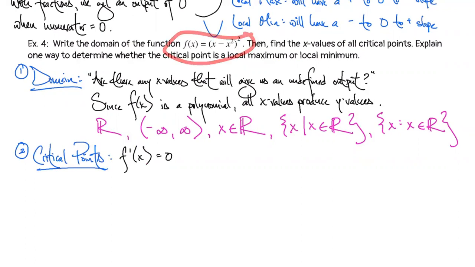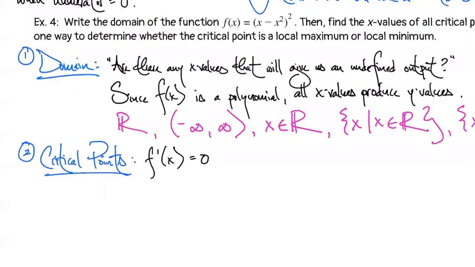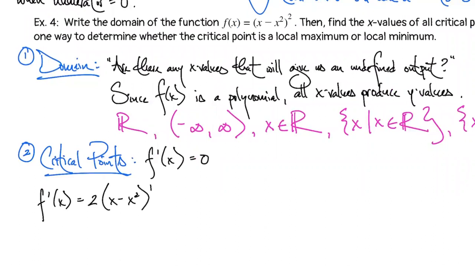Or what rule have we learned that would enable us to take this derivative? Chain rule. Yeah, that chain rule. All right, so we're going to use chain rule here. f prime of x is going to be the outer function, so 2 times (x minus x squared) to the first power, times the derivative of the inside, 1 minus 2x. And I want this to equal 0.